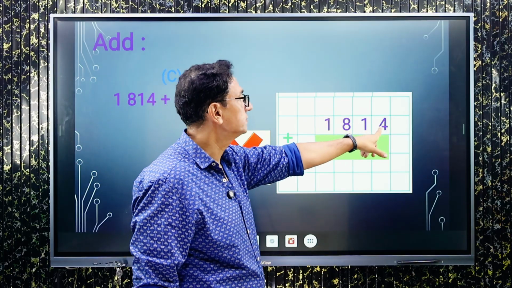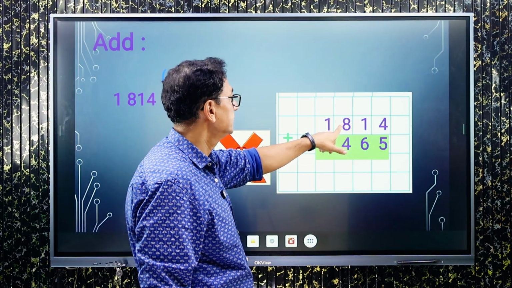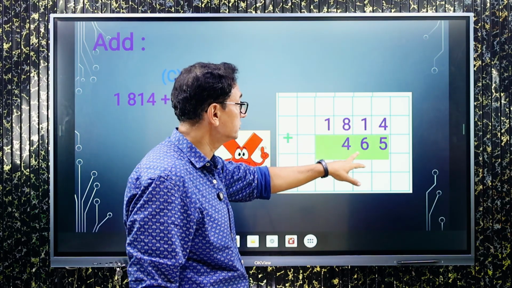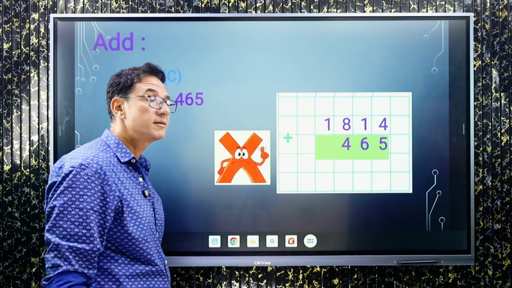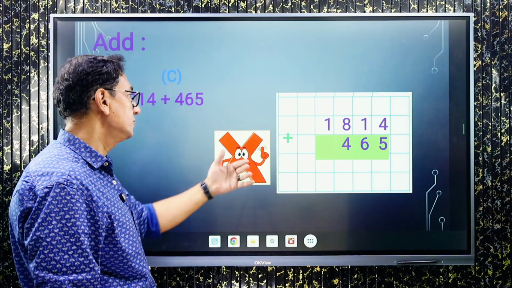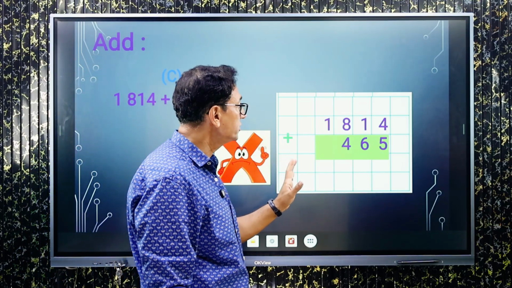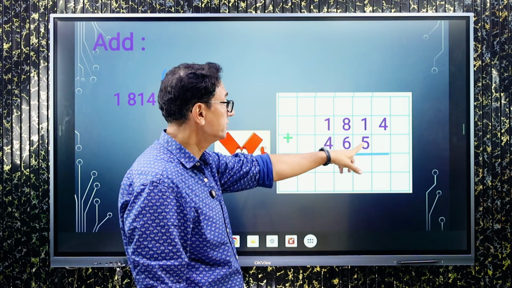We know that 4 is the ones, 1 is the tens, then hundreds, then thousands. So we have to put ones under ones, tens under tens, hundreds under hundreds, and thousands under thousands. And then we can add. So the empty space, it's not right to be at the right. In this way, this is wrong.